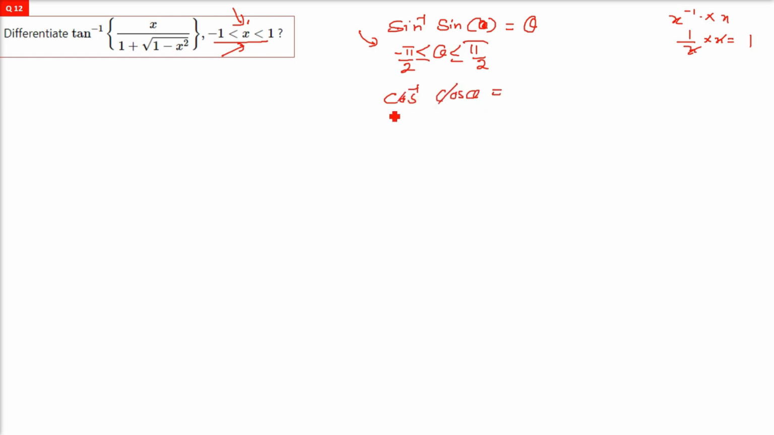When you cancel these, you get a theta. How do you get a theta? You don't get theta always. That theta should be between 0 and pi. Then only you can have cos inverse cancelled out.